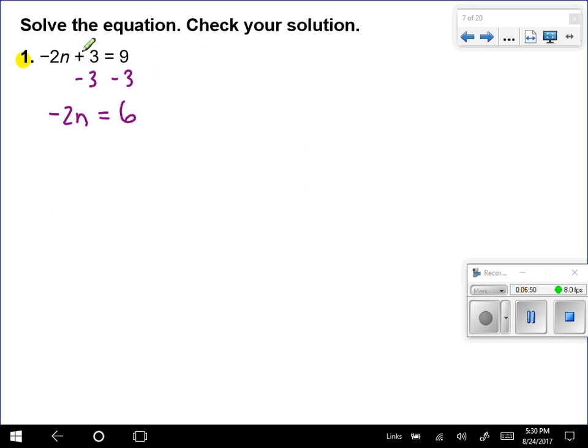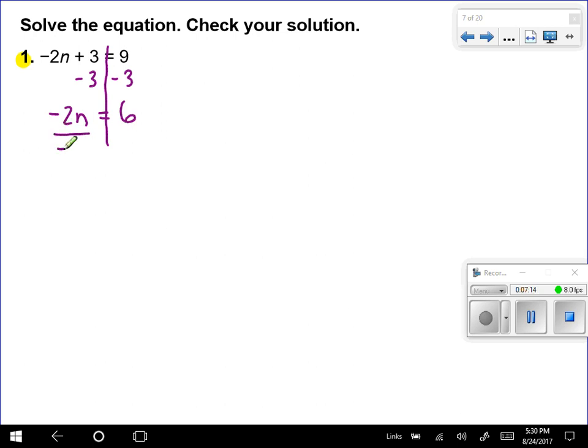Because this is my inverse operation, and if I do it to one side, I have to do it to the other. Some people like that line down the middle to make sure they do it to both sides. You do need to show that work. Some people are struggling with the work piece. I brought everything else down, so once I got rid of this, my negative 2n came straight down, and 9 minus 3 is 6. Now I need to get n alone.